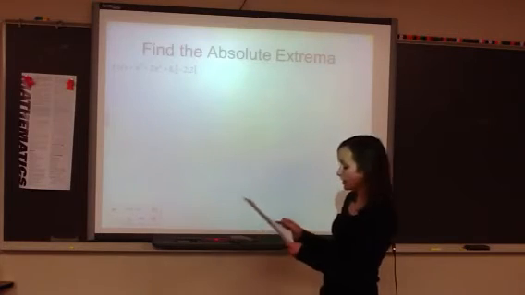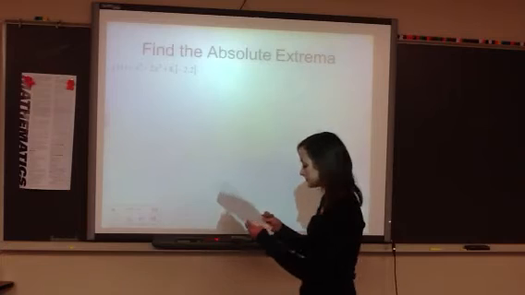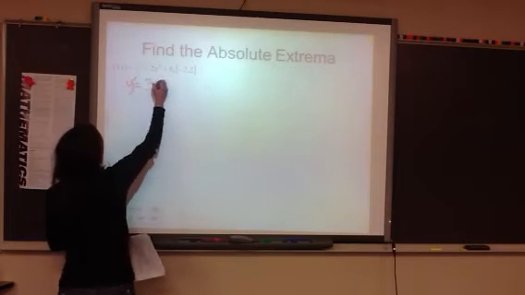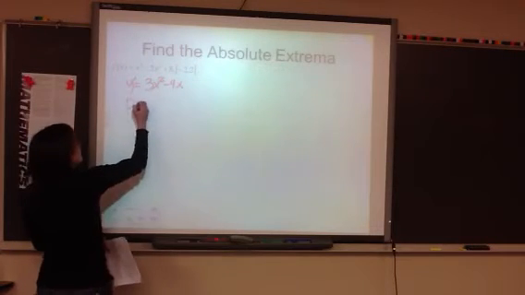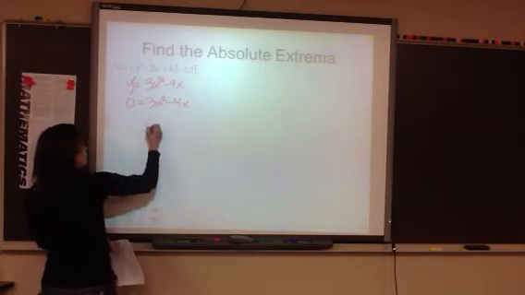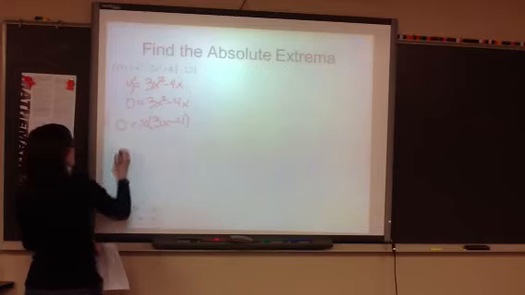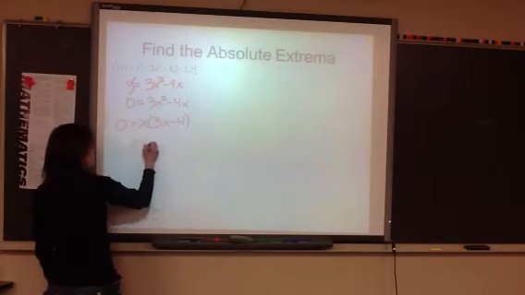So our next equation is x cubed minus 2x squared plus 8. So what we're going to do there is find the derivative. 3x squared minus 4x. Set it equal to 0. Factor out x. So, set each factor equal to 0.